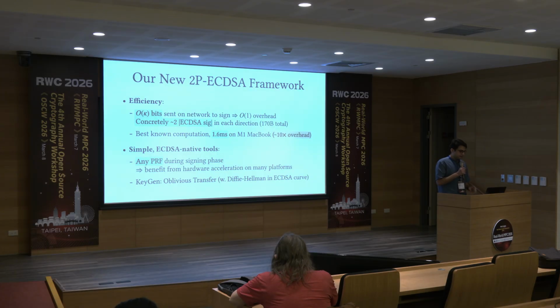So we have a new framework in this work, which does hit the same asymptotic complexity as ECDSA, which is a linear number of bits in the security parameter. So this is now constant overhead for two-party signing as opposed to plain signing. And concretely, the constants are pretty good. You can think of this as a couple of ECDSA signatures sent and received for two-party signing. And at the same time, we also achieve the best known computation, about 1.6 milliseconds on our benchmarks on a standard MacBook. So this is still about an order of magnitude slower than plain signing, but maybe we could do better in the future, who knows.